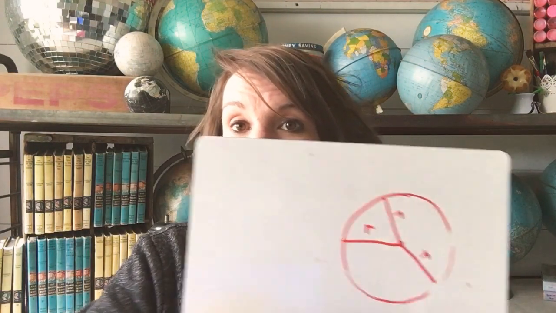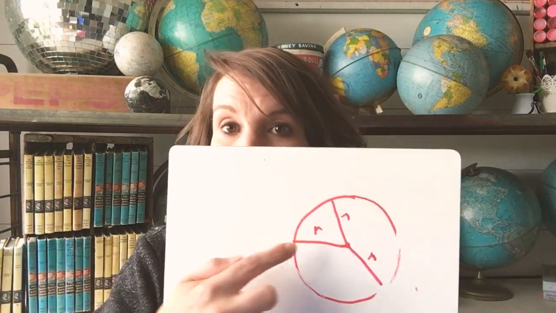And what's awesome about a circle is that the radius is always the same. So if this were 2, this would be 2, this would be 2. Radius is the same no matter where you go on the circle.